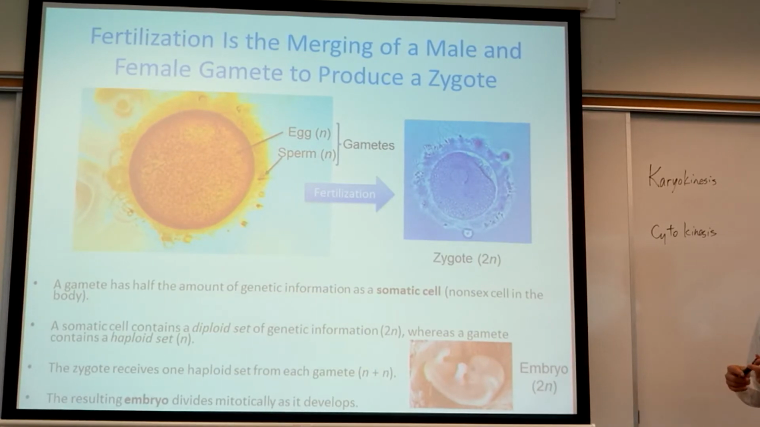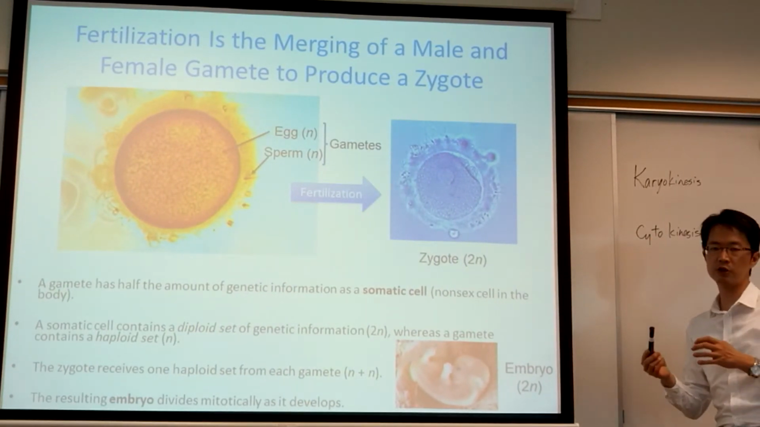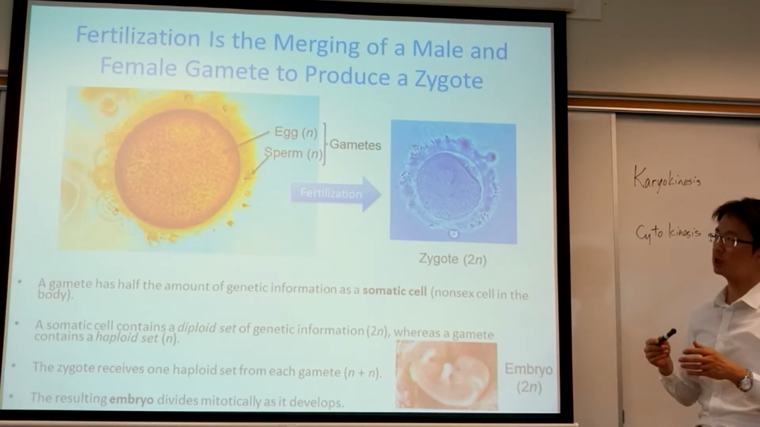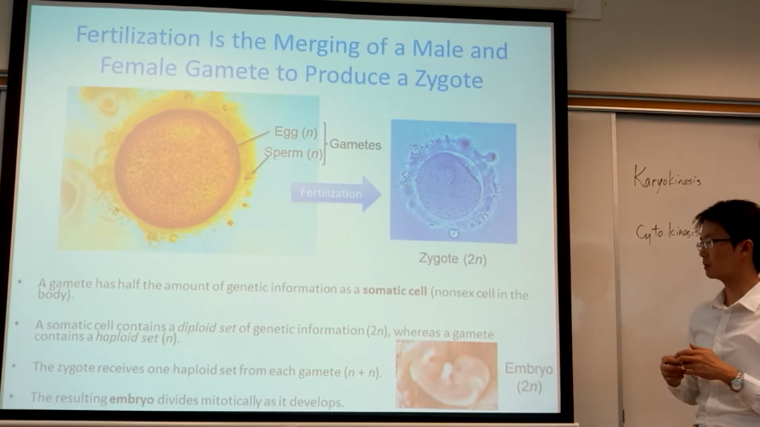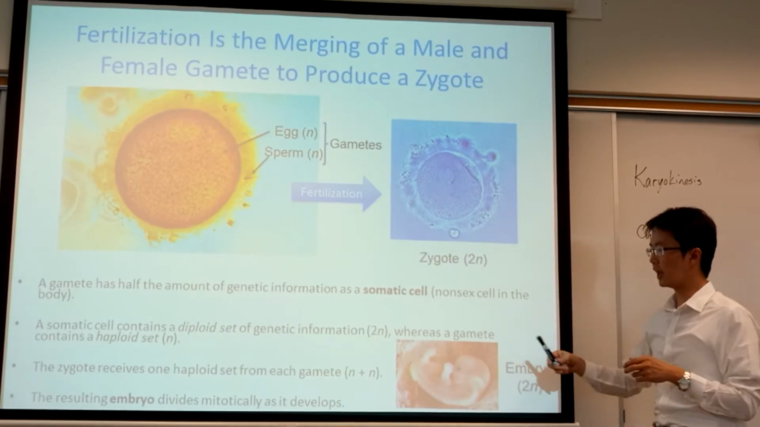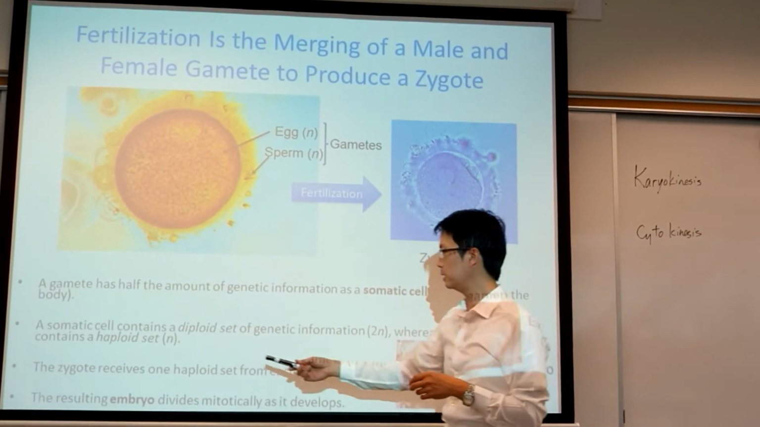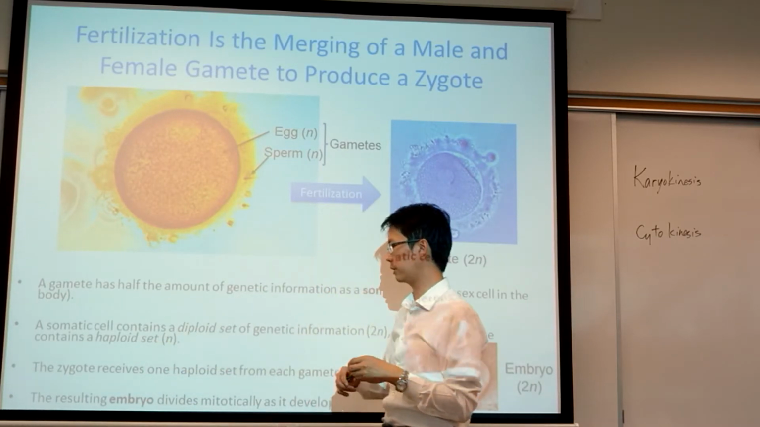Fertilization, that is the definition on top. Fertilization means the fusion of one sperm and one egg to form a zygote. We call this fertilization. Having two sets, we call it diploid. When we have one set of chromosomes, we call it haploid.